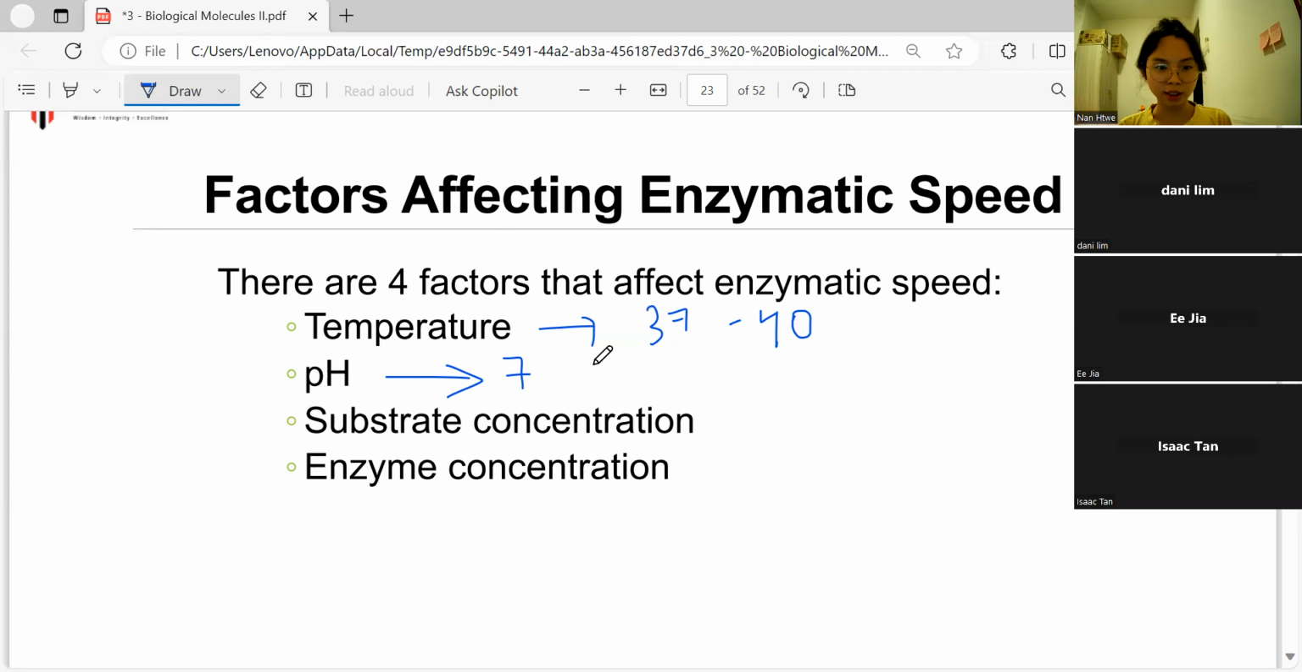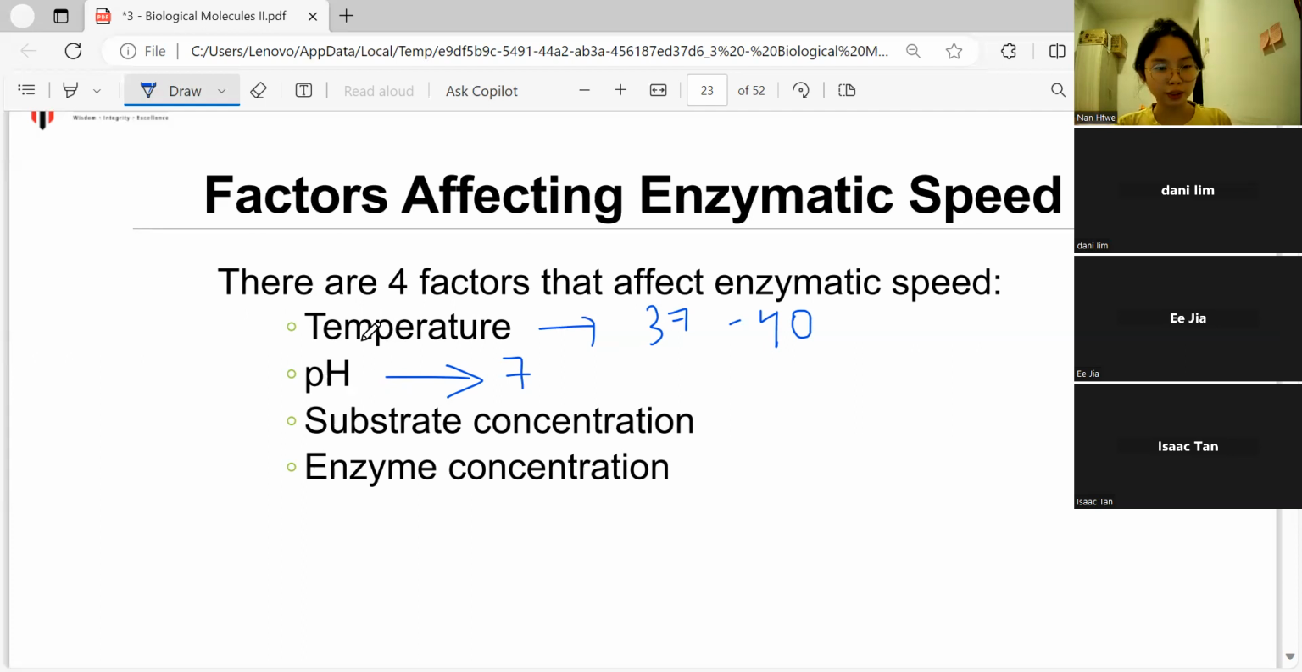And as a result, the 3D shape of the enzyme will be lost. And then the activity will no longer be normal. The enzyme will no longer be able to function normally. So the activity of the enzyme declines, and the rate of reaction also declines. So that's the temperature and pH. You can write the same concept for both temperature and pH.